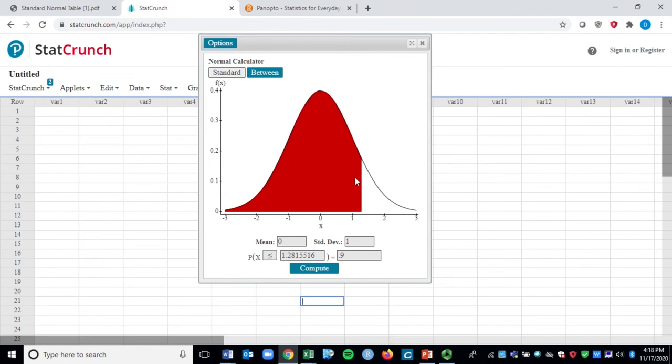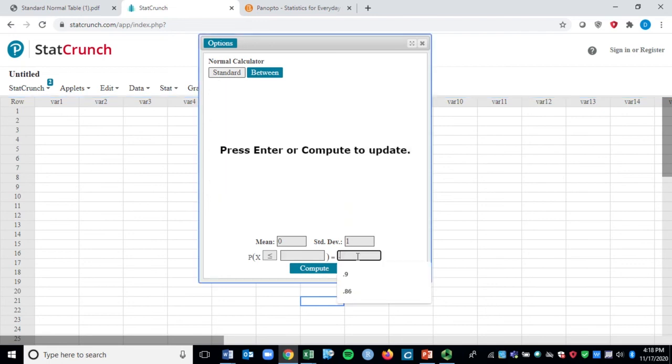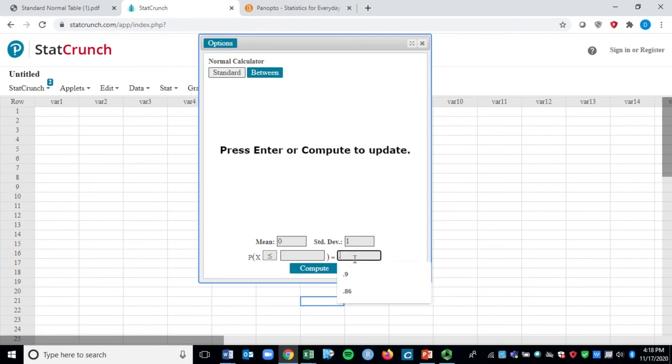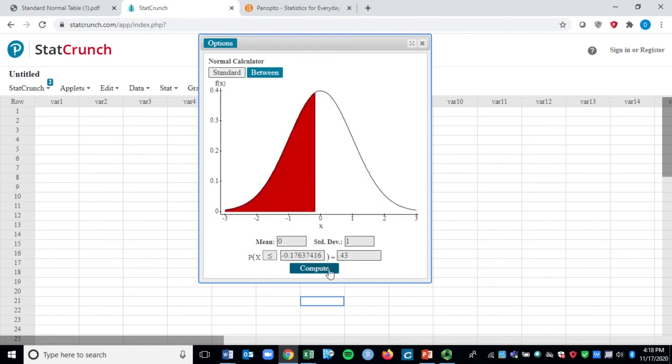Notice it gave you a graph. You got 90% of the data less than it. If you wanted to look up the 83rd percentile, the z-score associated with that would be 0.9541625. And certainly if you wanted to look up a percentile ranking that was below 0.5, it's going to be a negative z-score. So for the 43rd percentile, there's the z-score there.